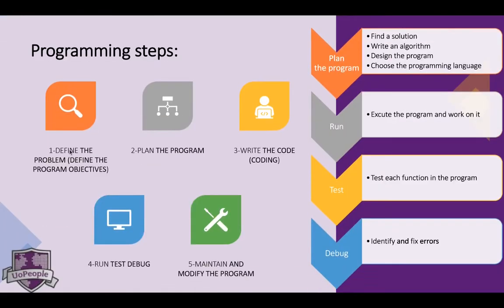The programming steps start with defining the problem. We define the problem that we need to solve on the computer using programming languages, or define the program objectives, what we need the program to do. Then we plan the program. We plan our program by finding a solution and writing an algorithm. Writing an algorithm is writing our steps, the steps we will use.